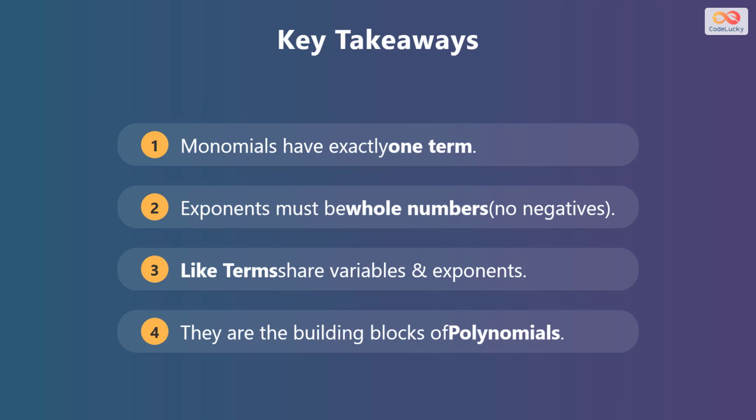Let's summarize. A monomial is a single-term expression. It must have whole number exponents. You can identify like terms by checking their variables and powers. And finally, understanding these single terms is your first step toward mastering polynomial algebra.